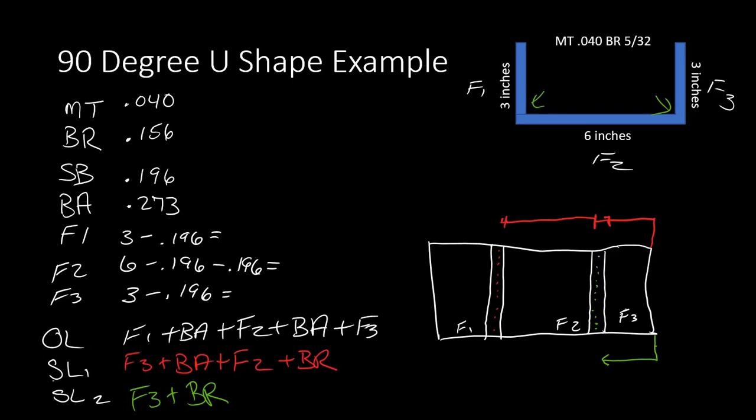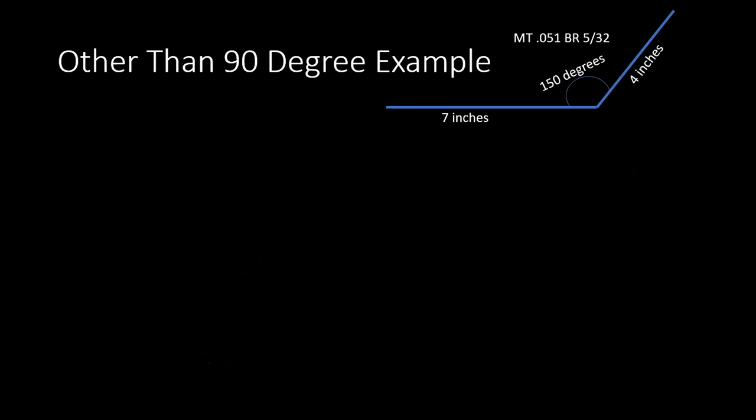Now for other than 90. The dreaded numbers. Well, we still have metal thickness and we still have bend radius still given to us. I probably should have changed the bend radius to make it more fun here and there, but okay.